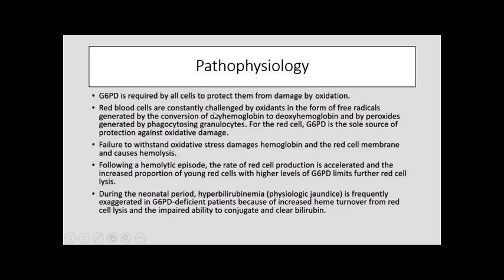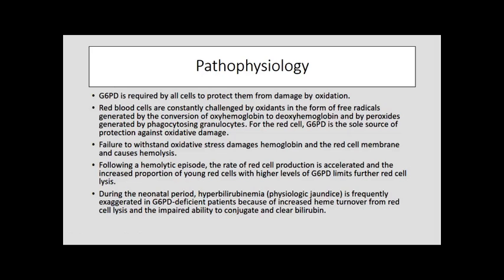Okay? And they are constantly challenged by oxidants because remember they are dealing with oxygen and transforming the hemoglobin from oxyhemoglobin to deoxyhemoglobin. That process produces a lot of free radicals of oxygen. And if this enzyme is absent or is diminished in amount, there is nothing that protects the red blood cells against the oxidative damage. Also, the red blood cells are constantly in contact with white blood cells in the blood.